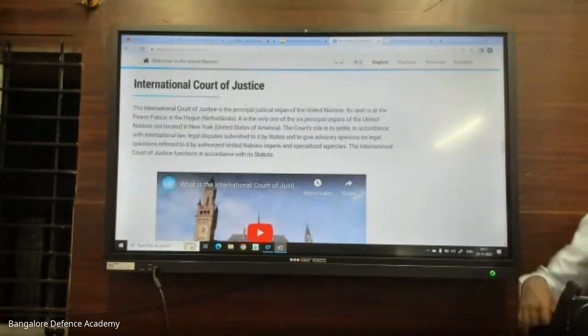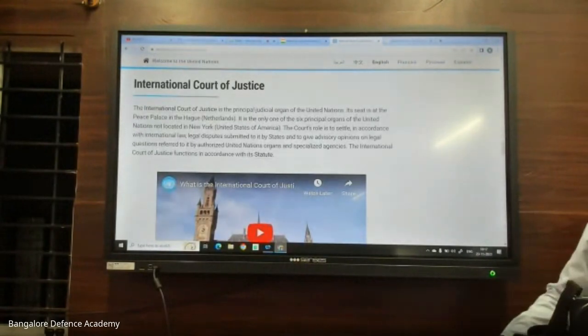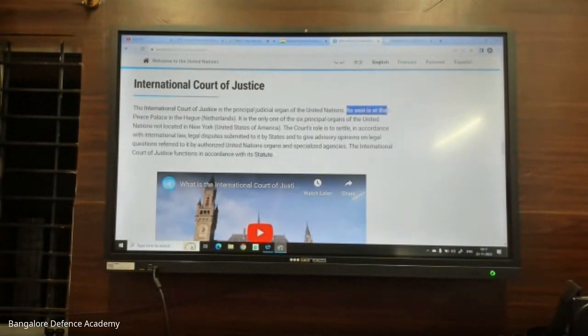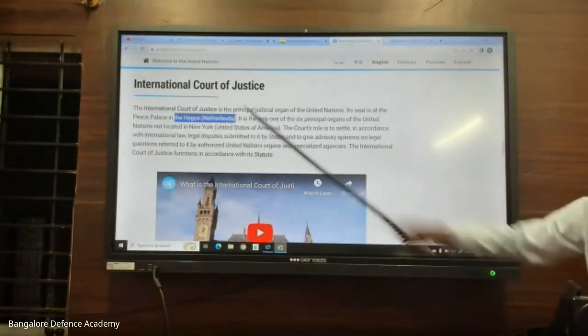Next, International Court of Justice. Very important. Write down International Court of Justice. Written? Look at this, the highlighted part here. Its seat is at the Peace Palace in The Hague, Netherlands. Write down, the headquarters is in The Hague, Netherlands. I'm highlighting this.